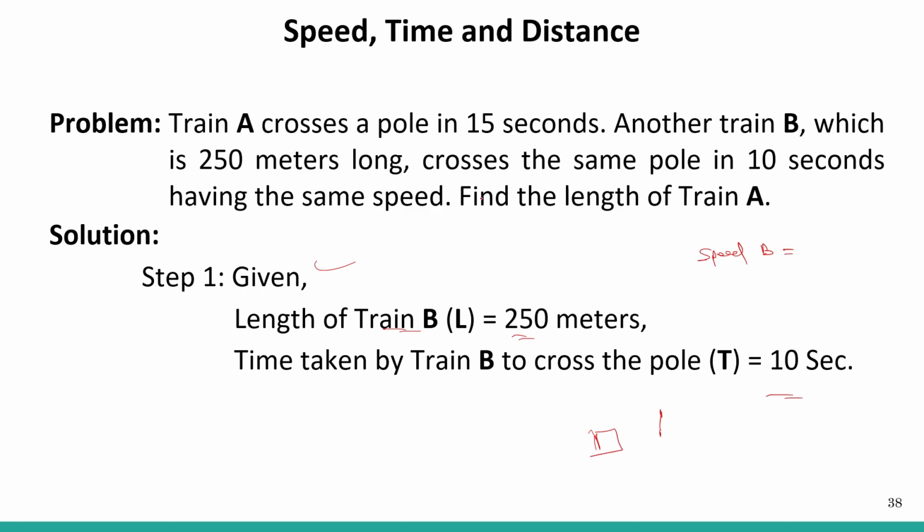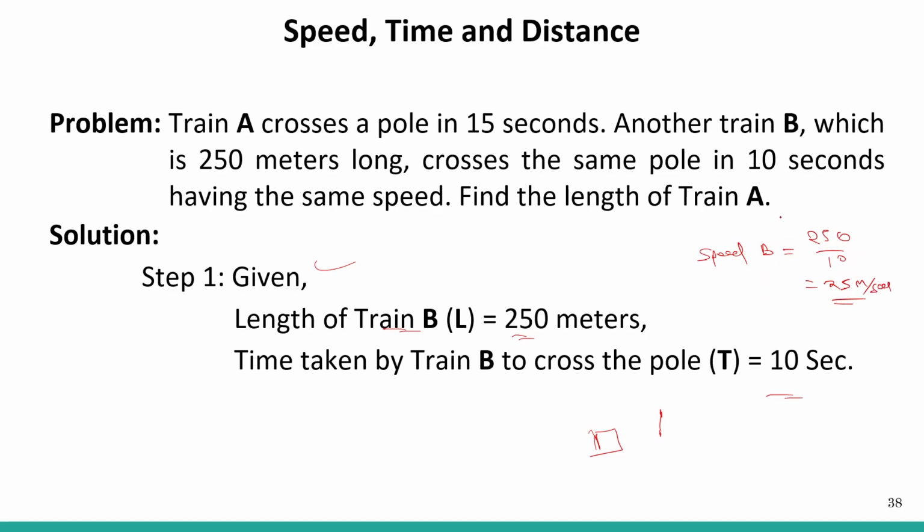So train A crosses the pole in 15 seconds, which is 250 meters, sorry, and another train B crosses in 10 seconds. So it will be what? 250 by 10 is equal to 25 meters per second. This is the speed of train B.